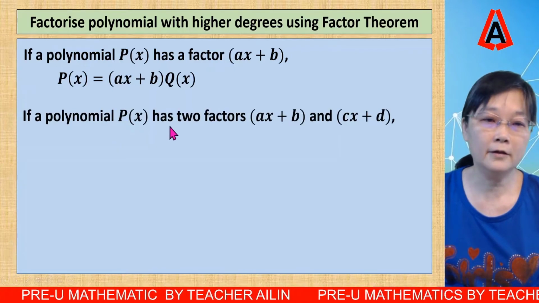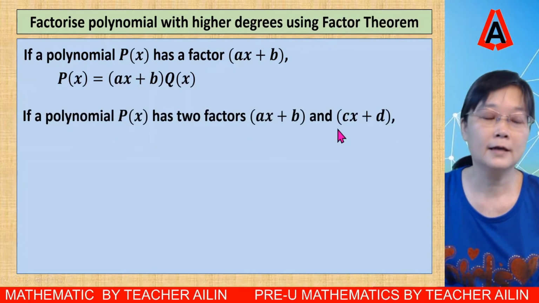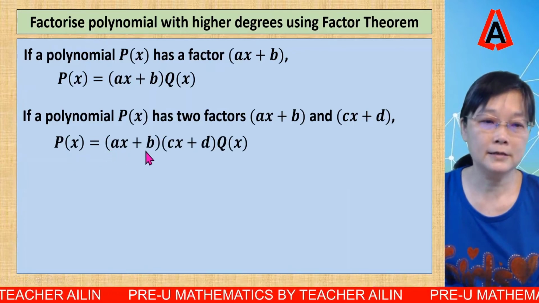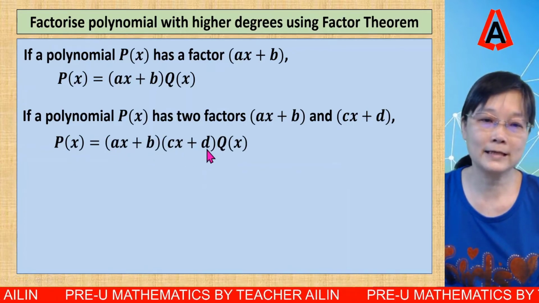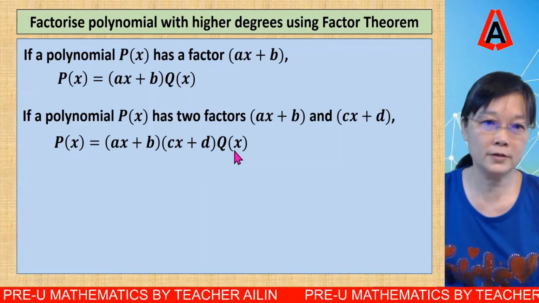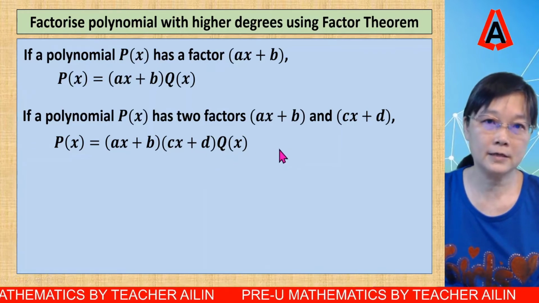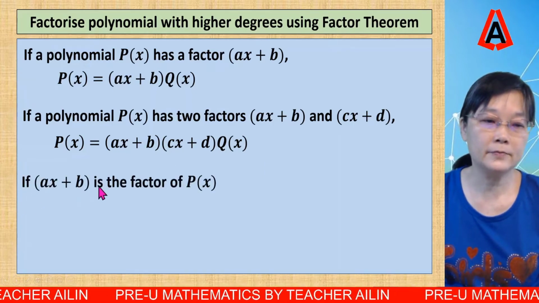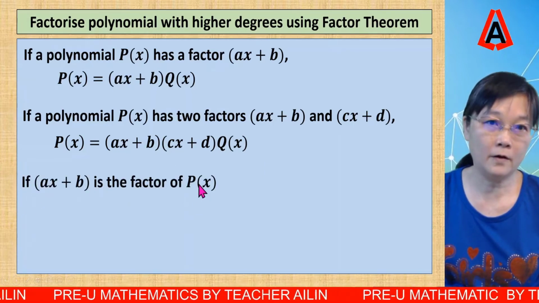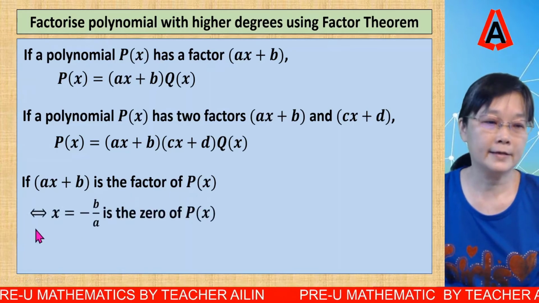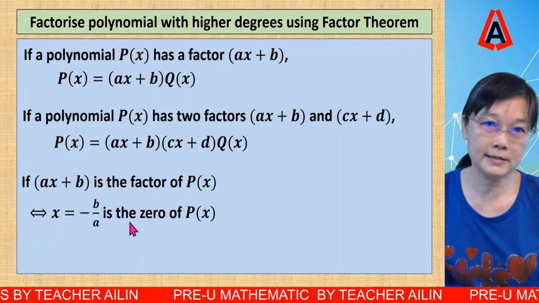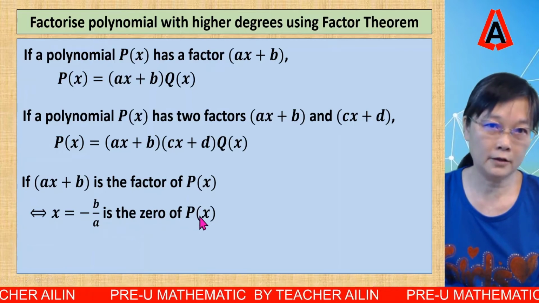And if a polynomial has two factors, then p(x) can be written as the first factor times the second factor times the quotient, and the remainder is equal to 0. And if ax plus b is a factor of a polynomial, then we can say that x equals -b over a is the zero of the polynomial.